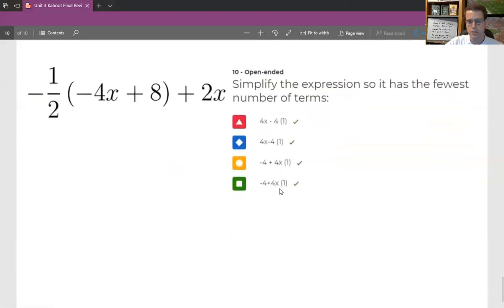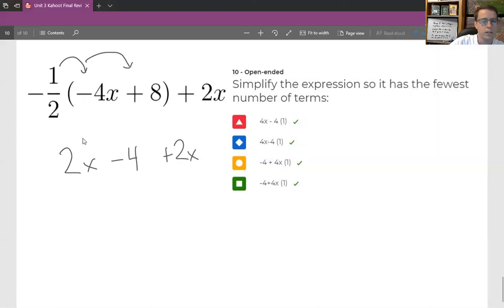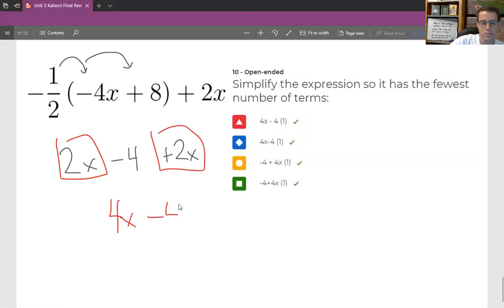And we go to the last question. Simplify the expression so that it has the fewest number of terms. Well, first thing, distribute the negative 1/2 to both of these. Negative 1/2 times negative 4x is a positive 2x. Negative 1/2 times 8 is negative 4, plus 2x. And then as we combine our like terms, we have 2x plus 2x is just 4x, and then minus 4.